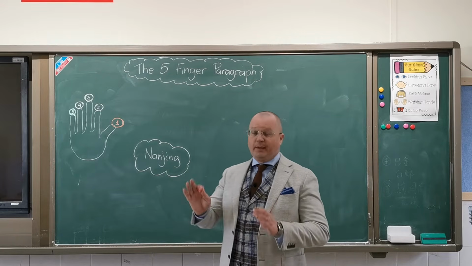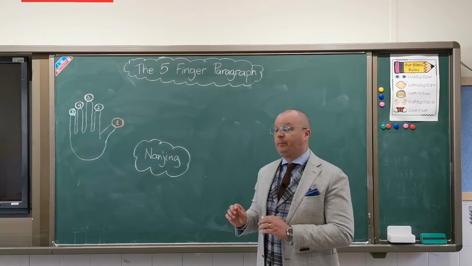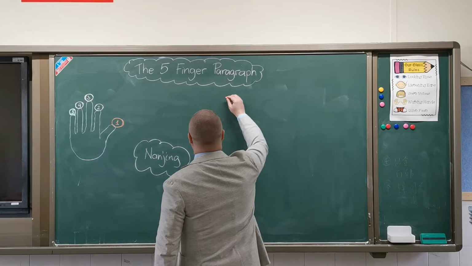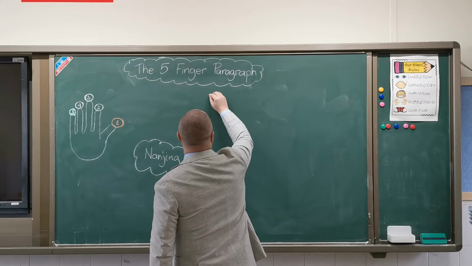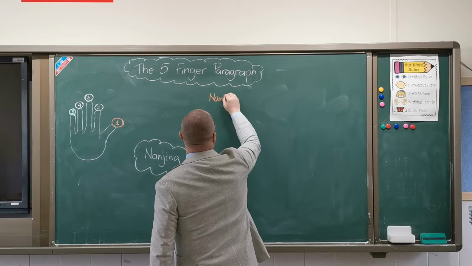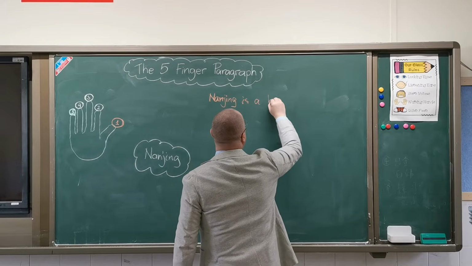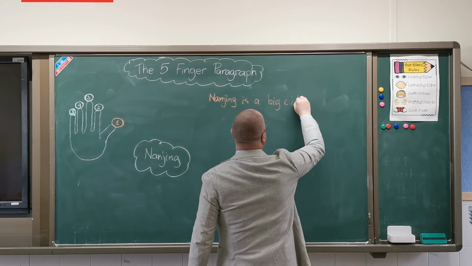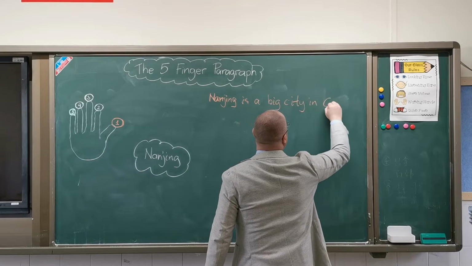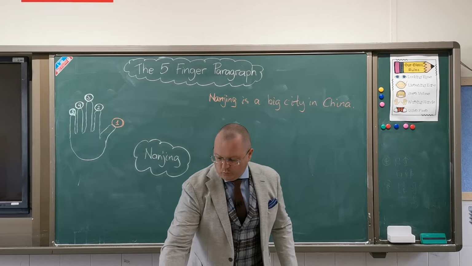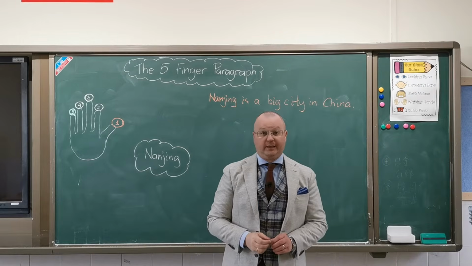Whatever works. But I'm going to keep it simple, so I'm going to write the first sentence as I said it. Let me write it here. So, Nanjing is a big city in China. There we go. So now we have our first sentence.